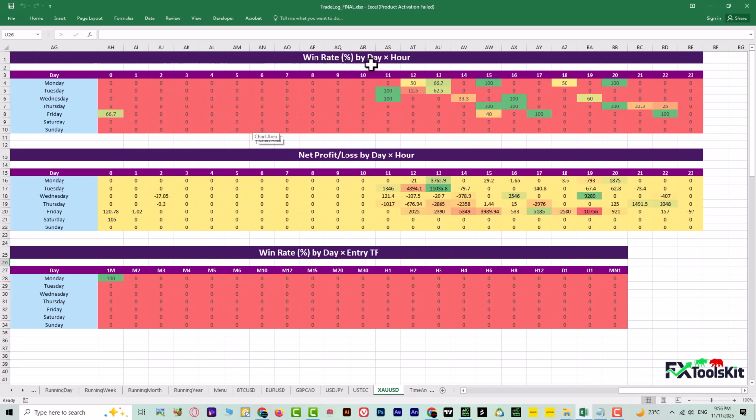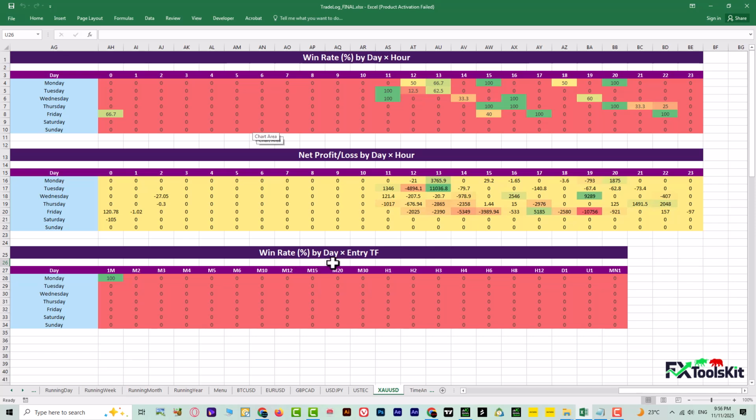In the win rate by hour heat map, it shows on which day and which hour you took trades on gold and won the trades. 100 means, for example, if you traded 5 times at that day and time, you won all 5 trades. In the net profit loss by hour heat map, it shows on which day and which hour you profited or lost based on gold trades.